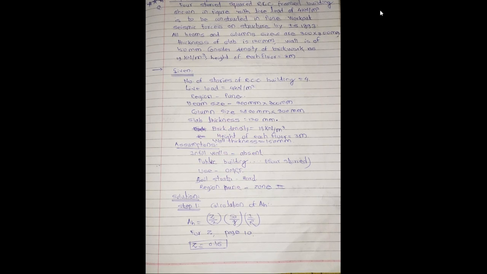Today, I am going to explain one problem: how to solve for base shear in case of an earthquake. Let's see the example. A four-storied square RCC framed building is shown in the figure. We will see the figure next. With a live load intensity of 4 kN per meter square, it is to be constructed in the Pune region. Work out seismic forces on the structure by IS 1893.